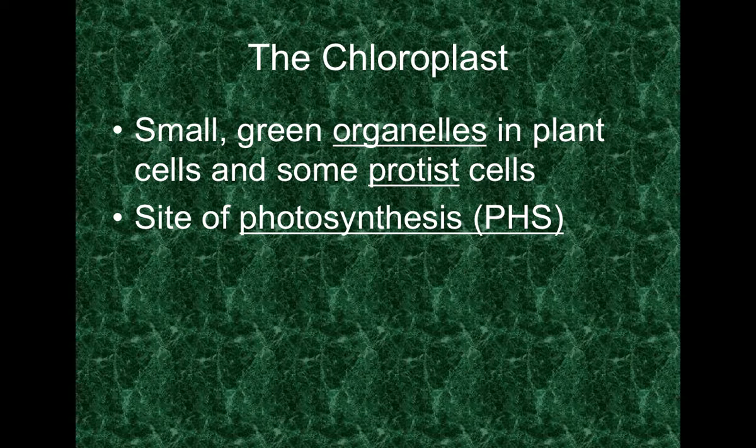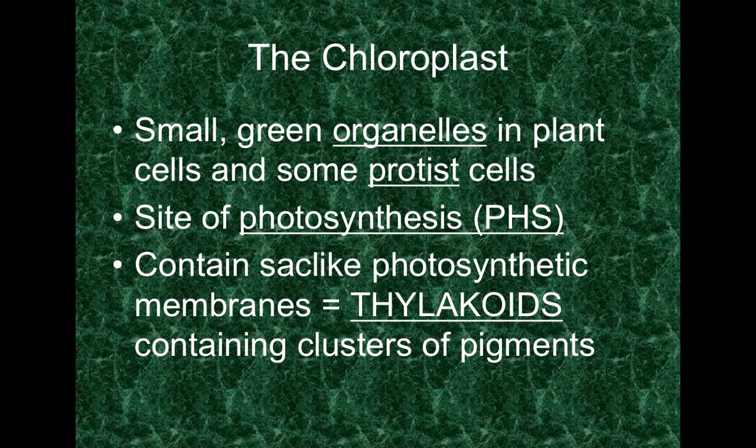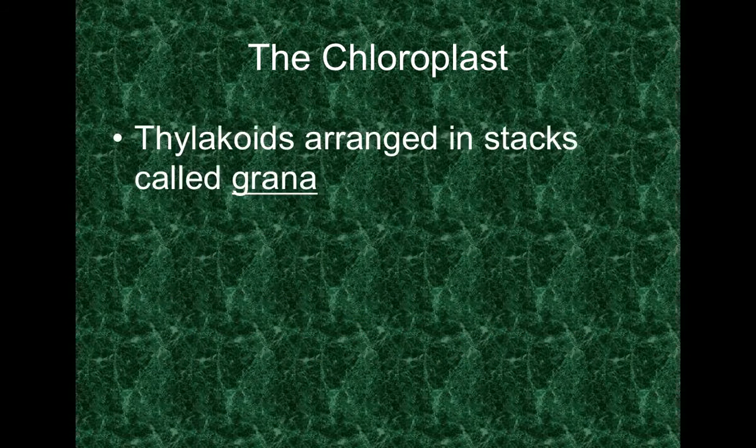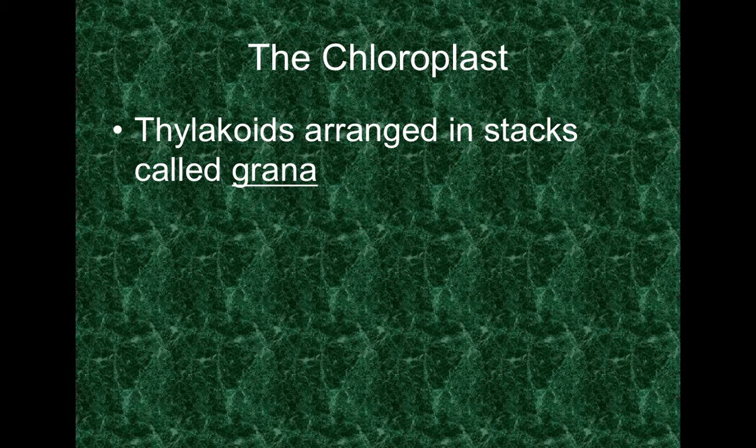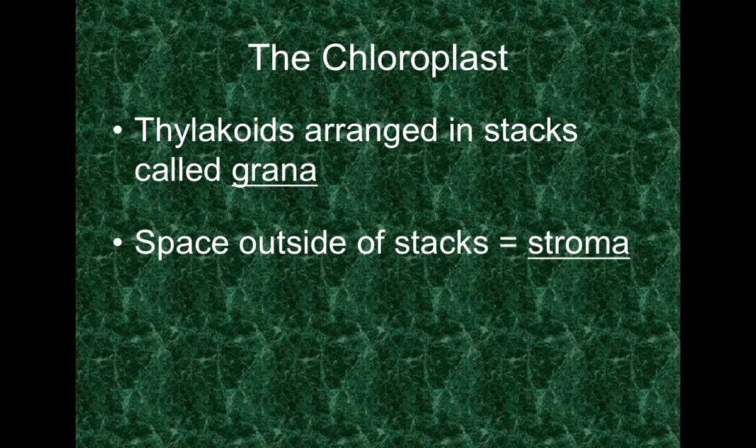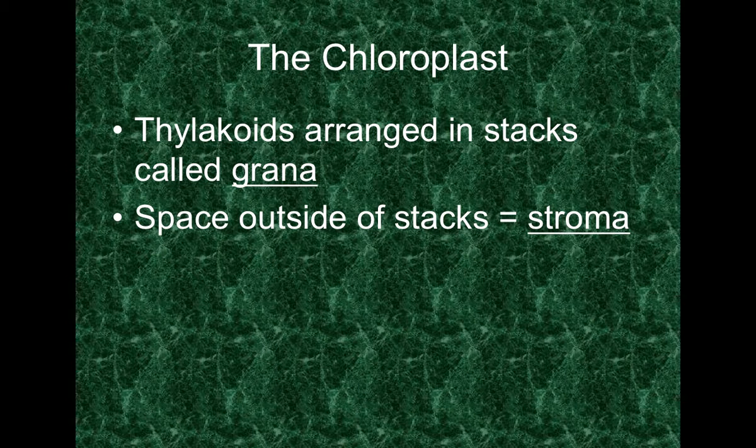Now, if we opened up the chloroplast, we would see that it's not just a simple, sac-like organelle. There's additional things inside of it. Inside of it, there are photosynthetic membranes that we call the thylakoids. And inside of the thylakoids are the clusters of pigments that allow photosynthesis to take place. These thylakoids are arranged in stacks that we call the grana, and the space in between these stacks is called the stroma.